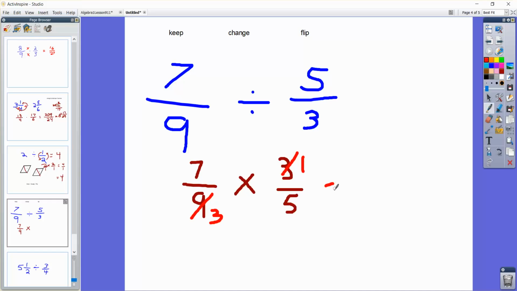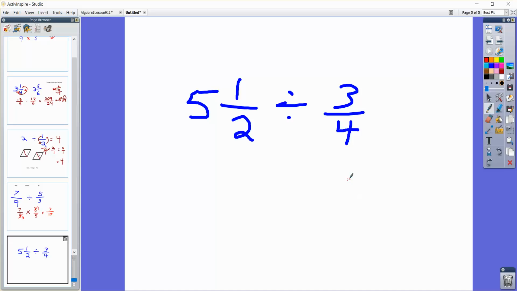So now instead of having to do 7 times 3 and 9 times 5, now I just got to do 7 times 1, which is 7, and then 3 times 5, which is 15. So the correct answer here is that the 7/9 divided by 5/3 is equal to 7/15. Okay? So again, we're just changing it from a division problem into a multiplication problem.